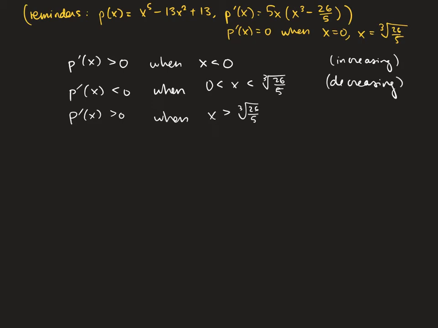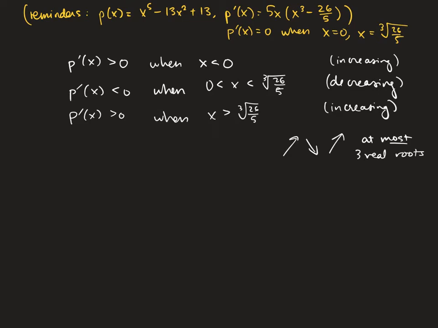It's decreasing when x is between 0 and the cube root of 26 fifths, which is, I guess, a little bit more than the cube root of 5, which is, I don't know, probably 1 and change. And then it's increasing again when x is greater than the cube root of 26 fifths. The punchline from all of this is that we've got a function that goes from increasing to decreasing to increasing again, which means that it can have at most 3 real roots, depending on where those increasing and decreasing regions cross the axis. So this tells us at most 3 real roots.